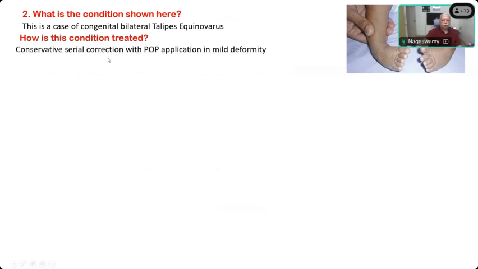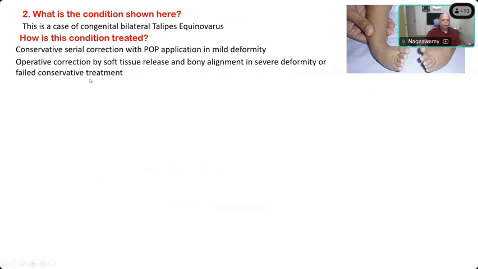So conservative serial correction with POP application in mild deformity, operative correction by soft tissue release and bony alignment or tendon lengthening in severe deformity or failed conservative treatment. Okay, that is the full answer for this treatment of this condition. What are the challenges in anesthesia? How is it managed?